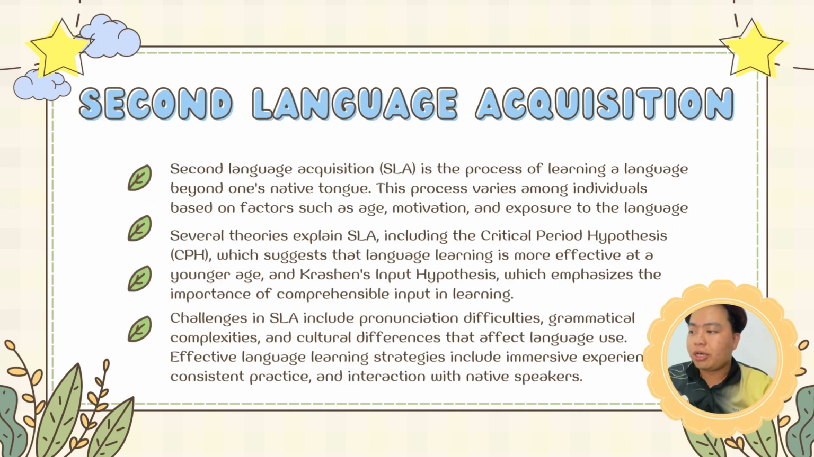Okay, next is second language acquisition. SLA is the process of learning a language beyond one's native language. This process varies among individuals based on factors such as age, motivation, and exposure to the language. Several theories explain SLA, including the critical period hypothesis, which suggests that language learning is more effective at a younger age, and Stephen Krashen's input hypothesis, which emphasizes the importance of comprehensible input in learning.